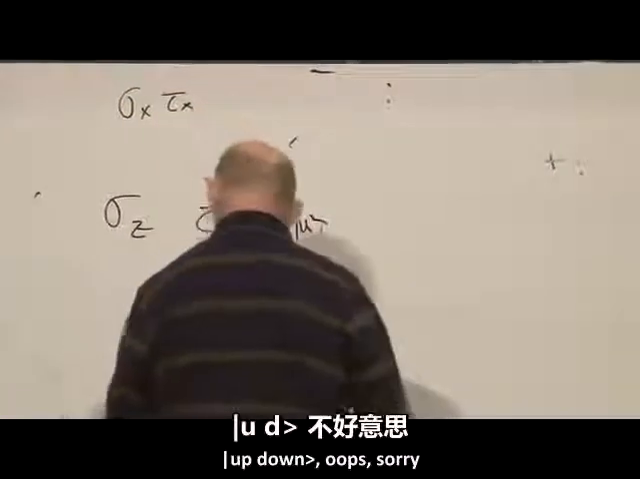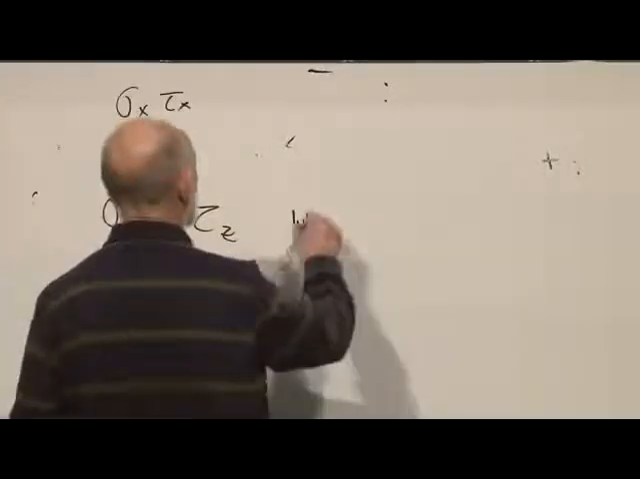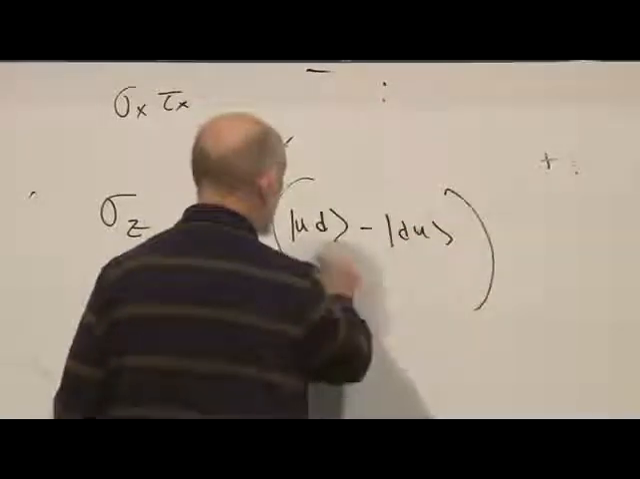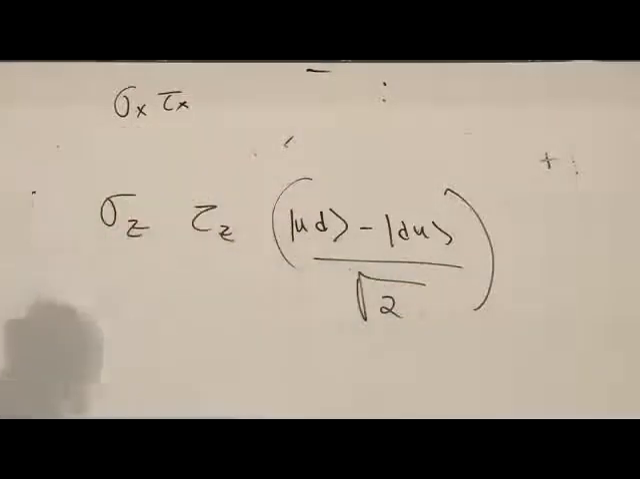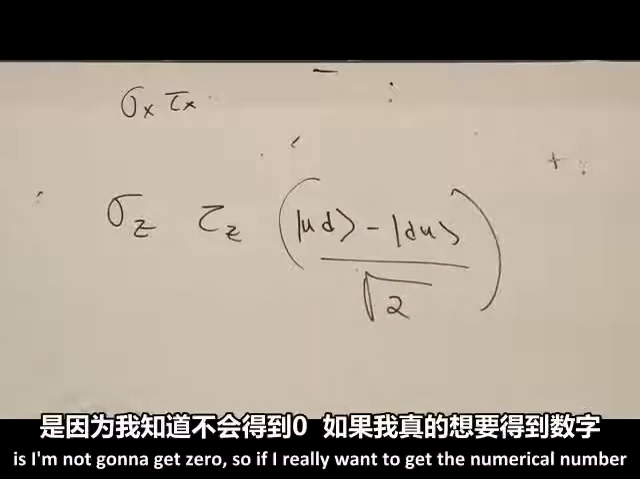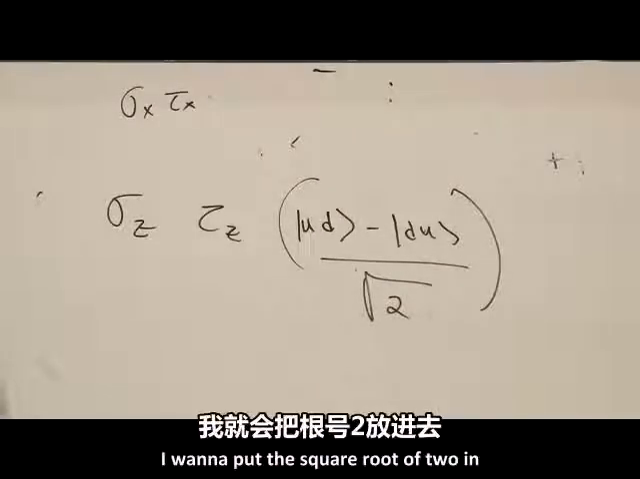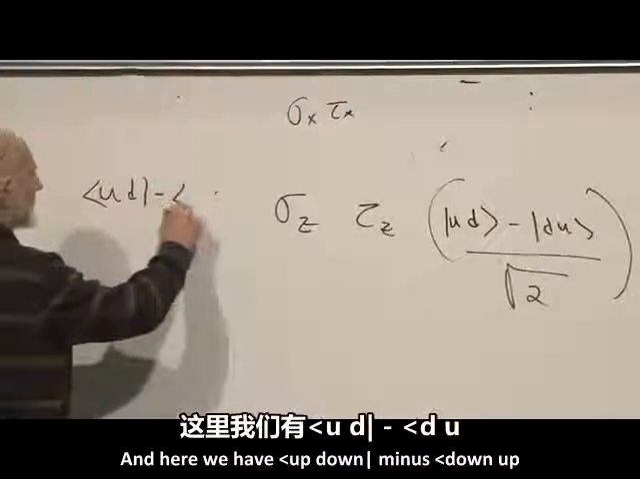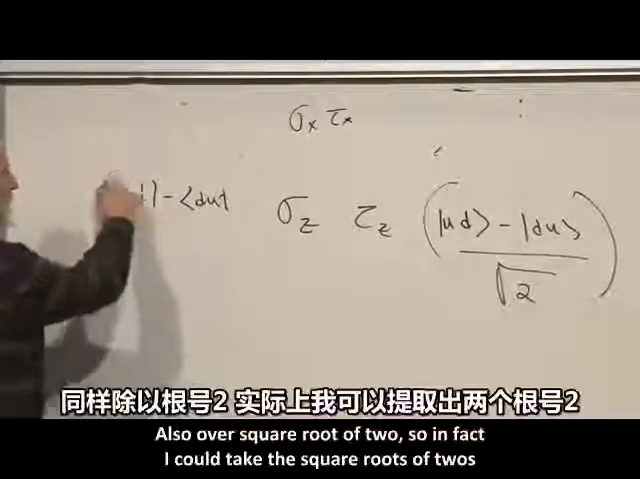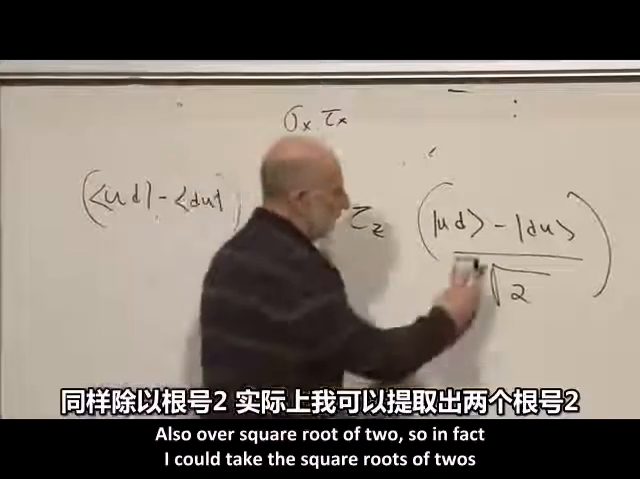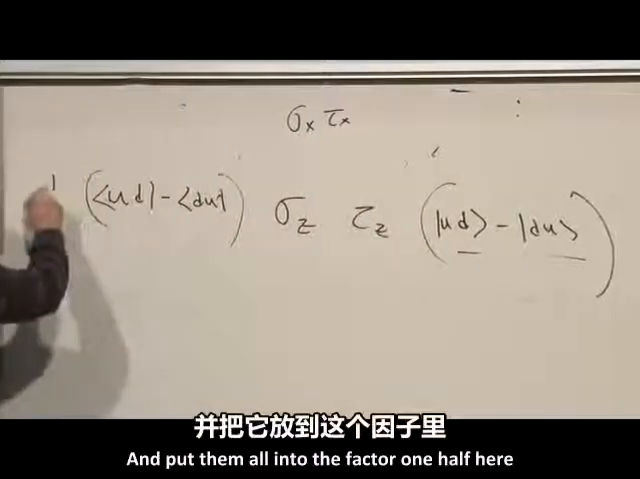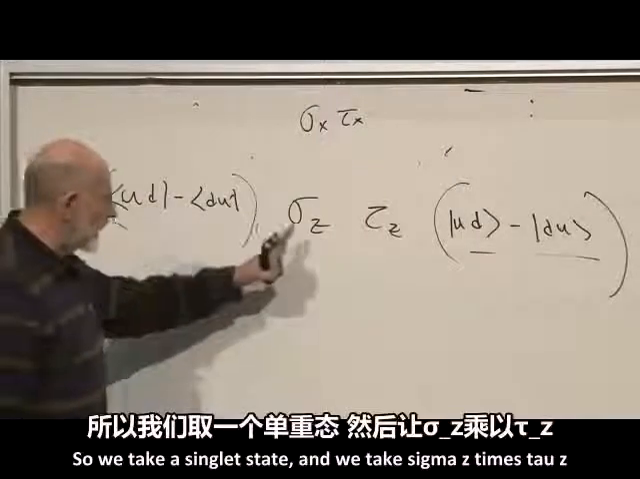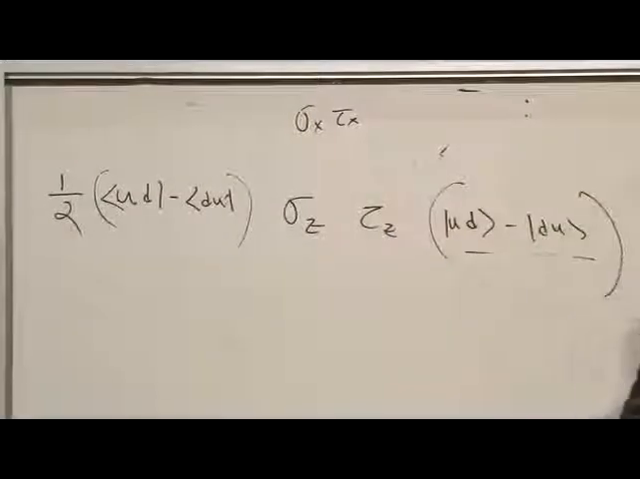Up, down, whoops, sorry. Now I should put the square root of 2 in. The reason I should put the square root of 2 in now is because I'm not going to get 0. So if I really want to get the numerical number, I want to put that square root of 2 in. And here we have up, down, minus, down, up. Also over square root of 2. So in fact, I can take the square root of 2's and put them all into a factor of 1/2 here. This is the expectation value in the singlet state. Here we take the singlet state, and we take sigma z times tau z. Let's see what we get.